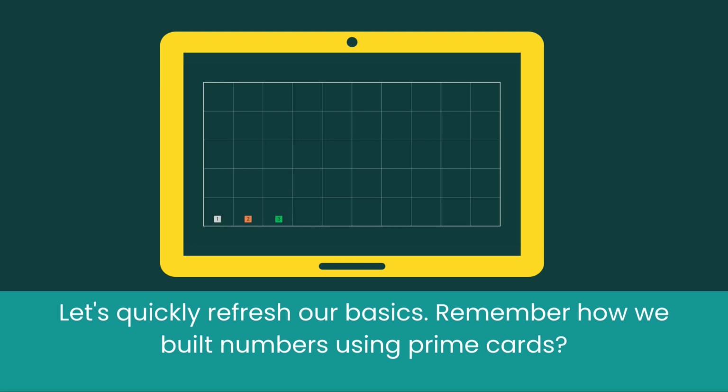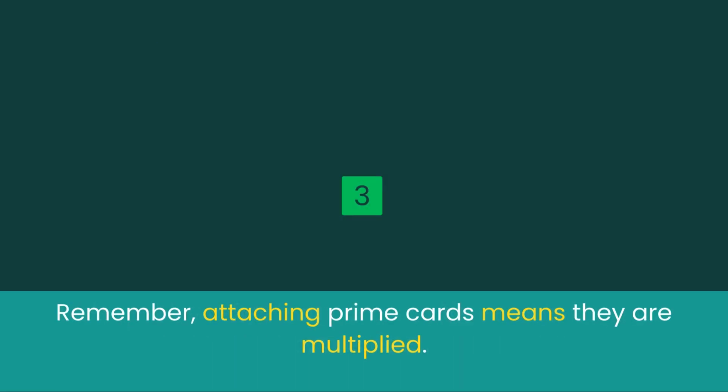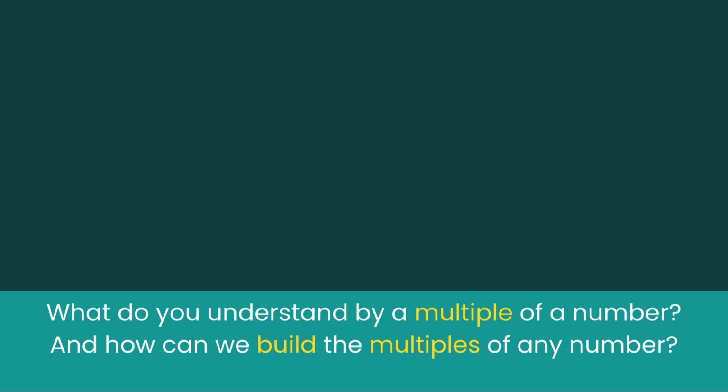Remember how we built numbers using prime cards? For example, to create the number 15, we attach a card of 3 and a card of 5. That's how we get 15. But before we proceed, I have a question for you. What do you understand by a multiple of a number? And how can we build the multiples of any number? Think about it for a moment.